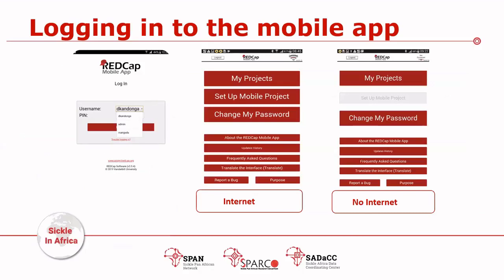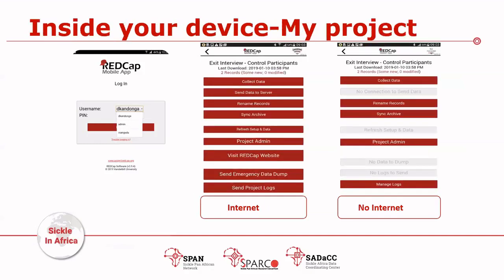In logging in, as I've said earlier, you just use the PIN, and the username will be the same as the username that is on the main server in Redcap. So you go through My Projects, and if there is internet, some of the features will be shown. If there is no internet, you can't set up the mobile project. Inside your device, you go to My Projects, go to your project and start collecting data. If there is internet, there are some features that you are going to see, and if there is no internet, there are some features that will be shown.